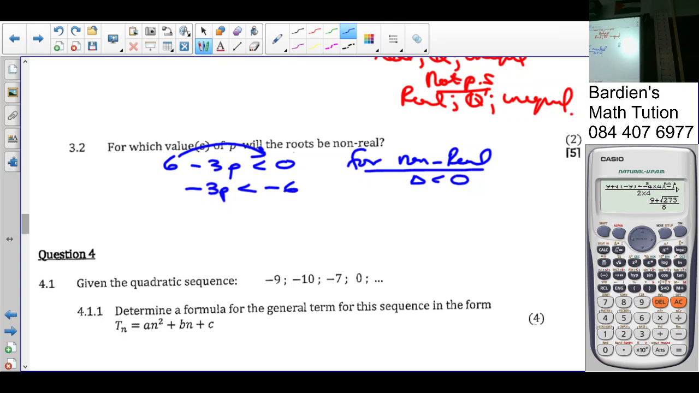What do I do now? Divide by negative 3 both sides. So therefore p is more than. Why is it more than? Dividing by a negative. Whenever you divide or multiply by a negative, your inequality swaps around, changes.